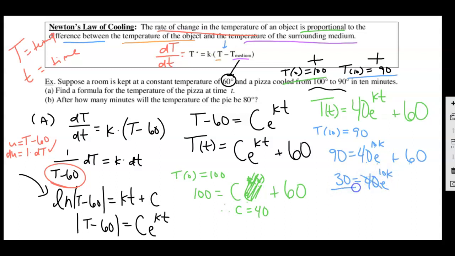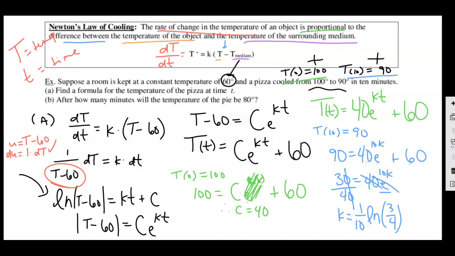Then I would divide by 40. I have a zero that'll cancel. Then I would take a natural log. So I'm going to have ln of 3/4. Once I've taken the natural log, that gets rid of the e. Then I would just need to divide by 10. So there we go. There's our k value. It's 1/10 ln of 3/4.